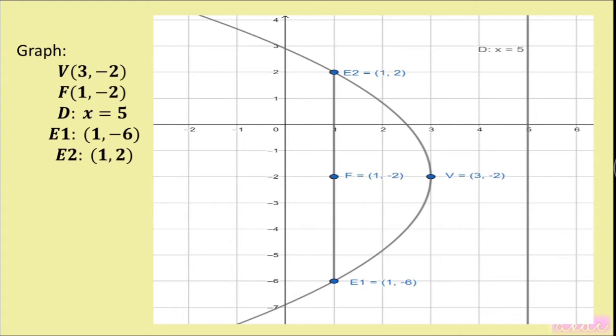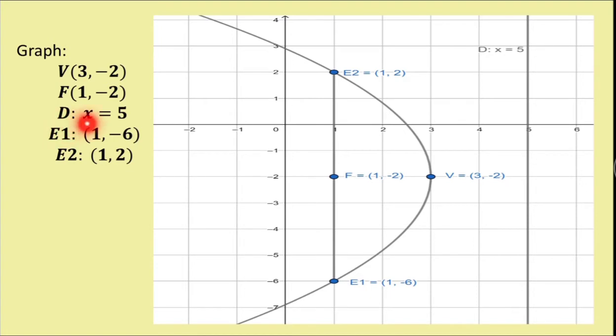For the graph, we are going to start at vertex (3, negative 2). So again, the vertex is not at the origin anymore. So it is positive 3, then negative 2. So this is the vertex. Next is focus at (1, negative 2). So here is the focus. Upon plotting the focus, we already know where our parabola opens. It is in the direction of the focus.